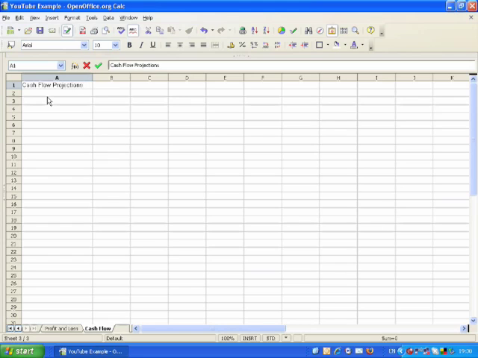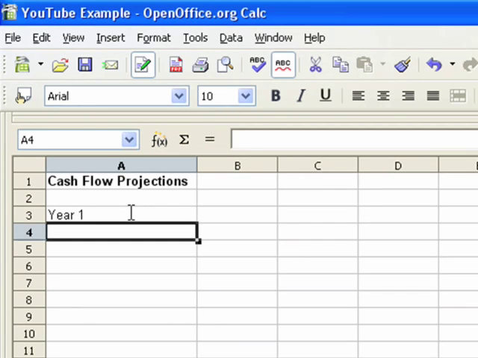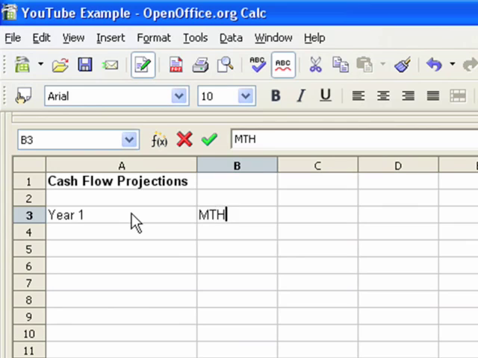So first thing we do is we title it, and we move on to year one. And we're going to do this for every month. So there's going to be 12 months for our projections for year one.